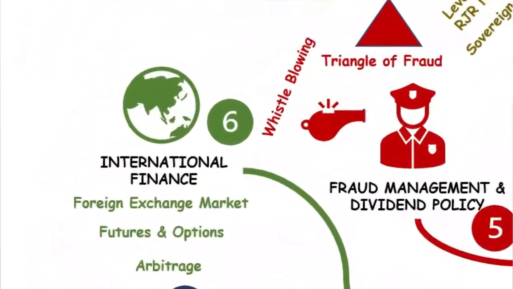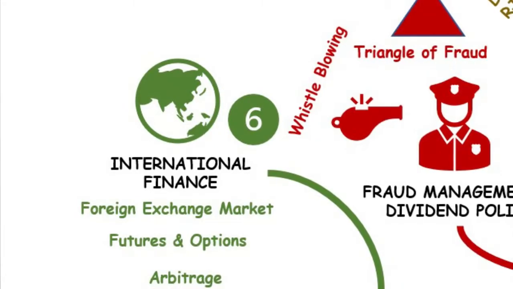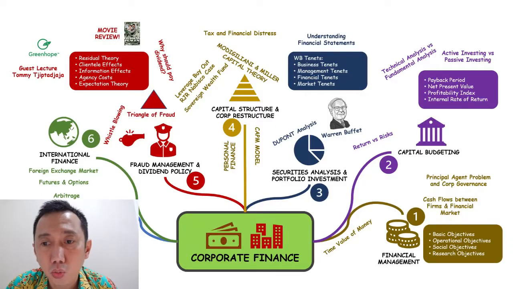Now we move on to part 6 of the course, which is about international finance. The first topic is the foreign exchange market, which allows currencies to be exchanged in order to facilitate international trade or financial transactions. It has evolved from the gold standard to agreements on fixed exchange rates to floating rate systems. Then we learned about currency futures and option markets.